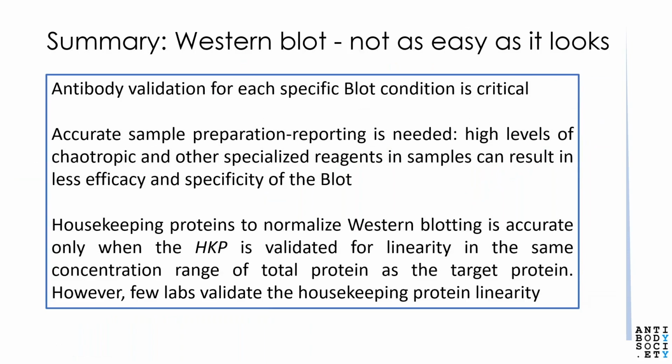In the next slide, we now come to a summary of the main factors. The main factors are that antibody validation is needed for each specific condition that you're doing. If you're doing rat liver, you need to validate it independently from rat heart. You have to validate for the amount of protein you're going to be doing. You have to validate for the buffers you're going to be using.